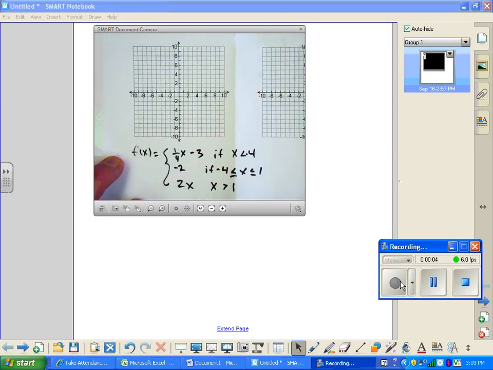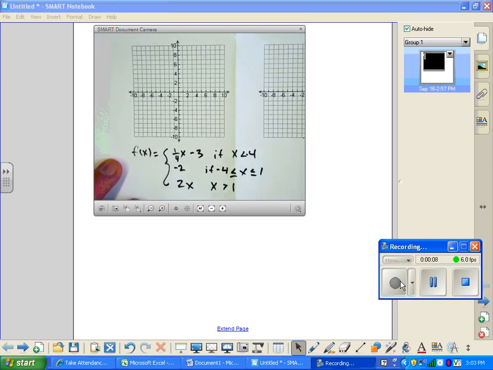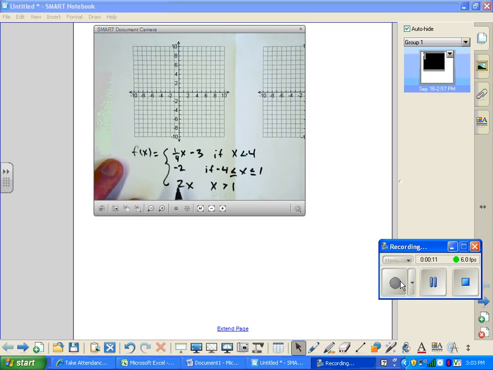Okay, this is just an extra practice problem here, a piecewise function. Let's start off with the first one here, and let's do this one maybe a little differently. Let's just take each piece and graph each piece as we go. So let's start with this one. We're going to graph this one.